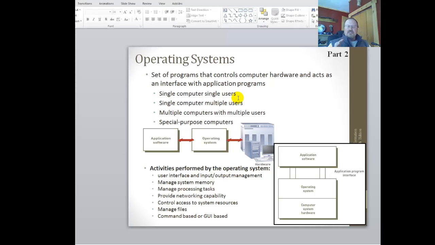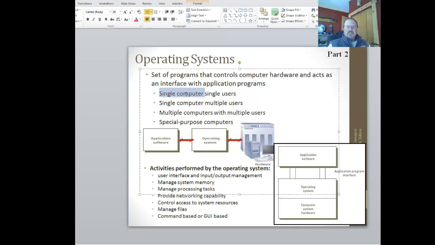Your OS handles the printing, the managing of those printers, and the network connectivity. So if you're using Google Docs, you can access the internet, and then the application, the browser, loads your doc. So this operating system is a set of programs that controls computer hardware and acts as the interface with an application program.